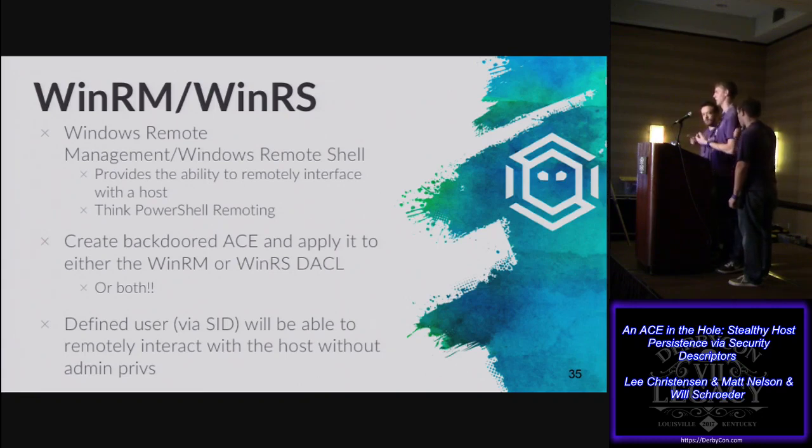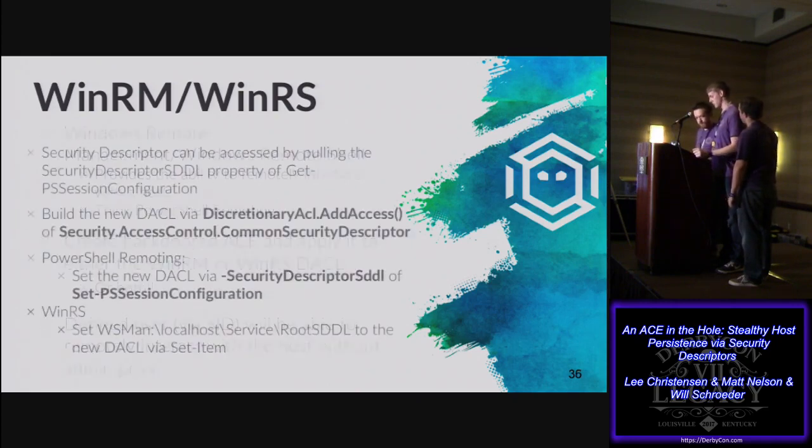So what this does is we can add an ACE for a specific domain user, so Jason, the non-privileged user in the domain, to say that this user is allowed to access PowerShell remoting and WinRS, the Windows Remote Shell. So when we backdoor that remotely, that user, who obviously has no privilege, can access it and run commands on the remote host.